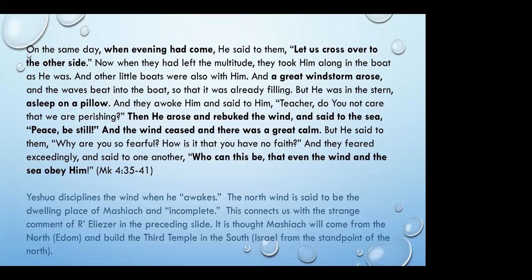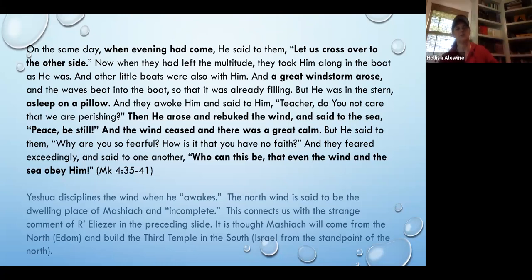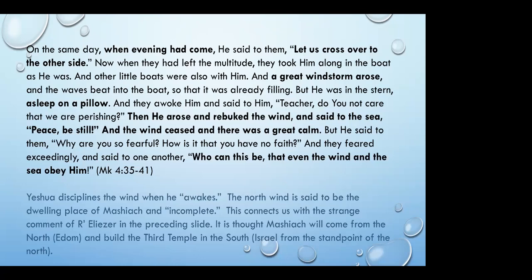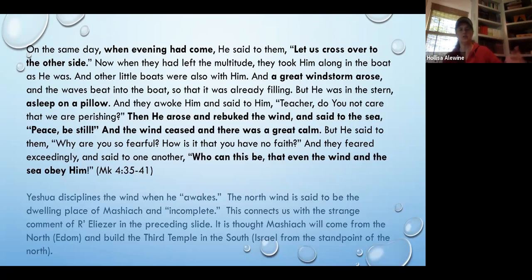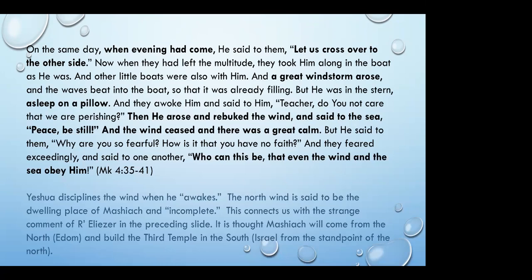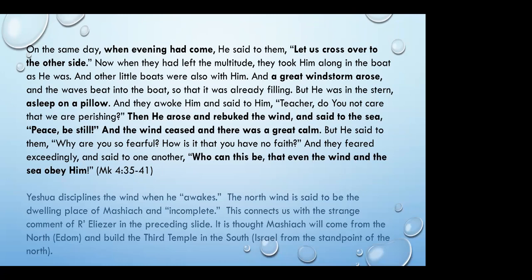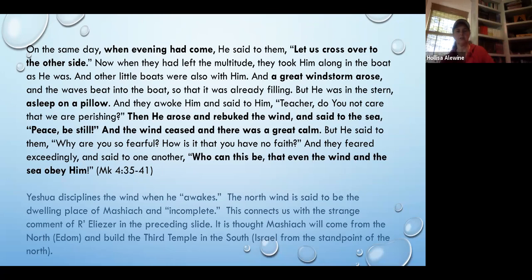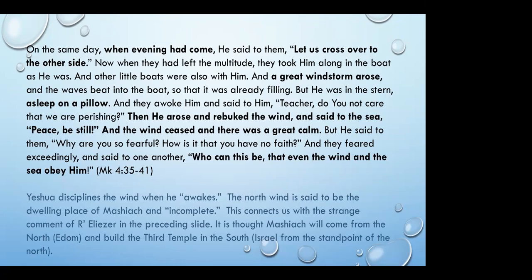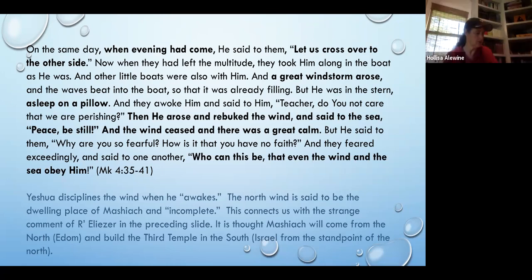And so if the thought was King Mashiach is dormant in the north, and when Mashiach comes, he is going to complete the north wind, he's going to complete the work assigned to the north wind. That helps us understand that strange statement that Rabbi Elazar made earlier in the quote that I showed you earlier, that Mashiach is going to come from the north. He's going to build the third temple in the south. And that's how these two winds are working together.